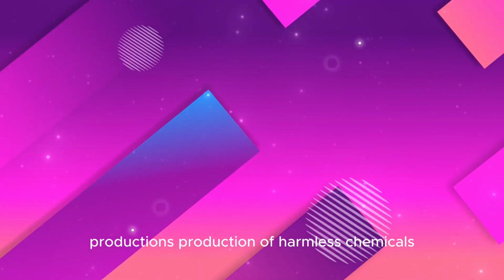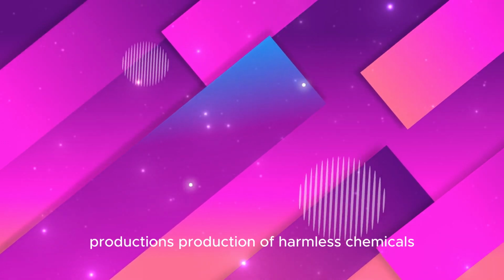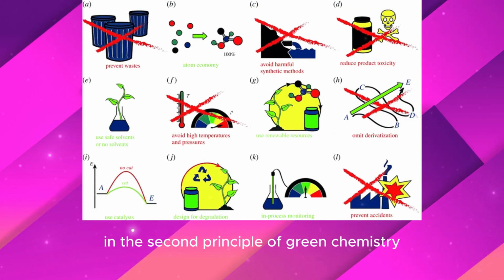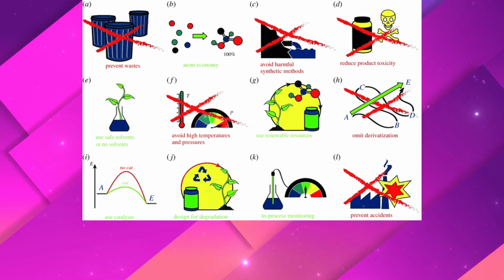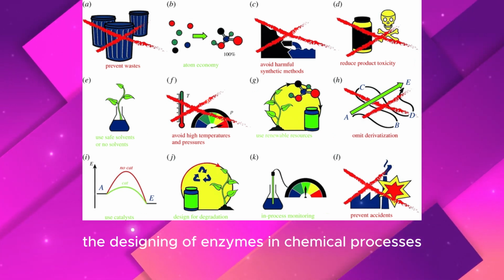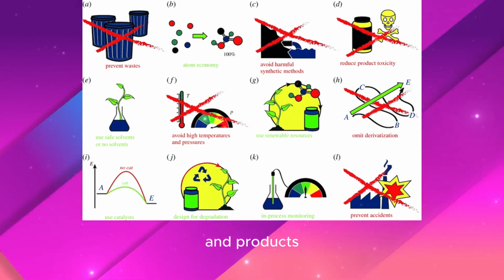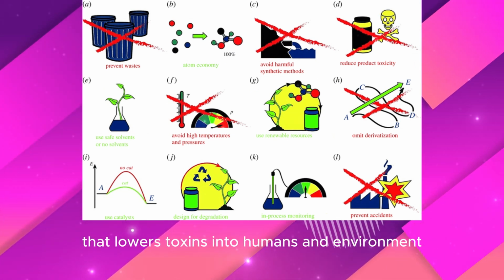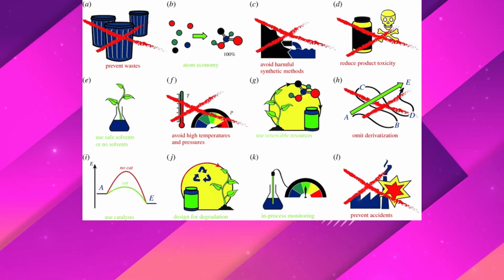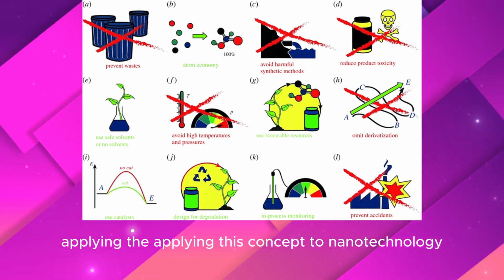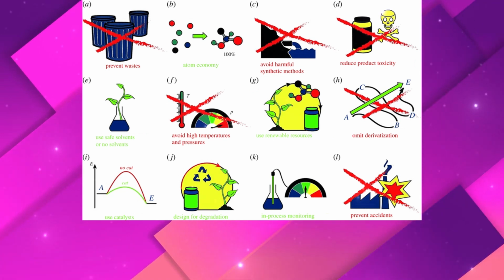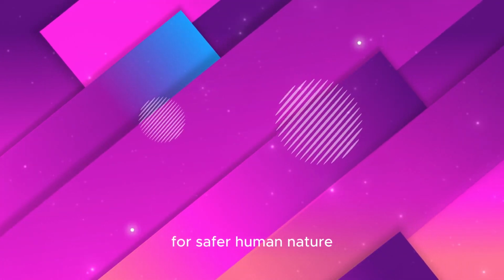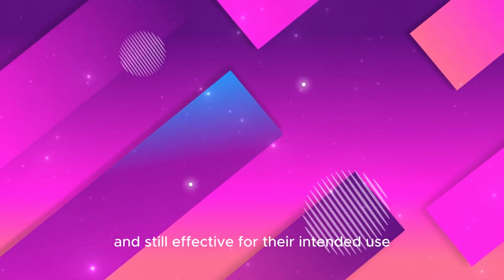Production of harmless chemicals is the second principle of green chemistry. It means designing chemical processes and products that lower toxicity to humans and the environment. Applying this concept to nanotechnology makes nanomaterials safer for human health and nature, and still effective for their intended use.